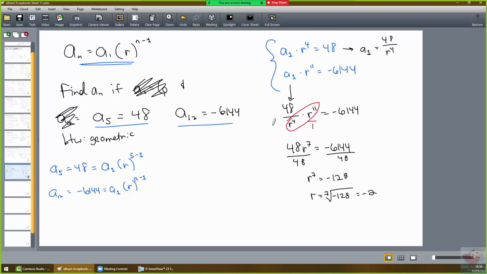Okay, so remember the last step is just like elimination. Now we back substitute. If a sub 1 is equal to 48 over r to the 4th, and we just found r to be negative 2, negative 2 to the 4th is 16. 48 over 16 is 3. So our final answer is a sub 1 is 3, and r is negative 2, raised to the n minus 1.